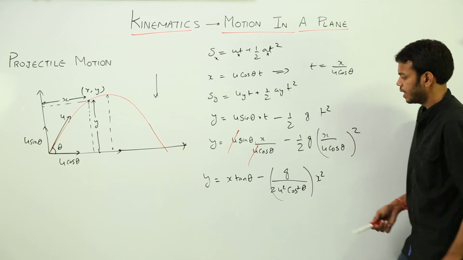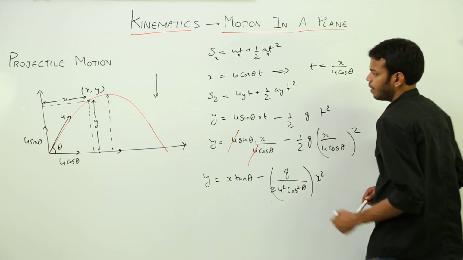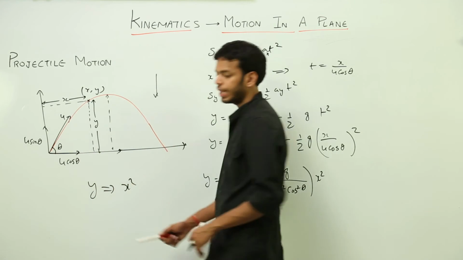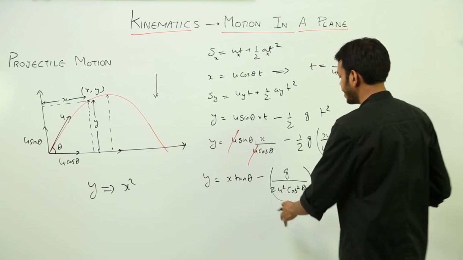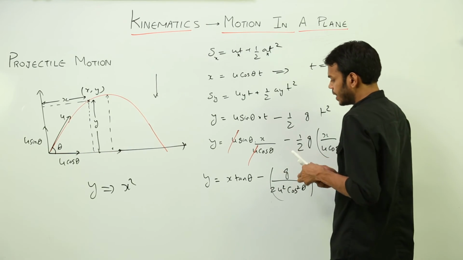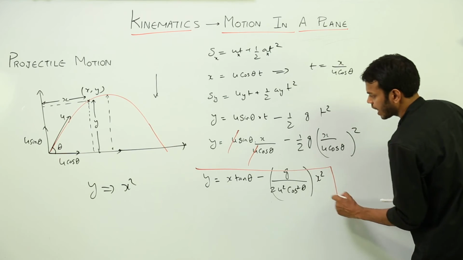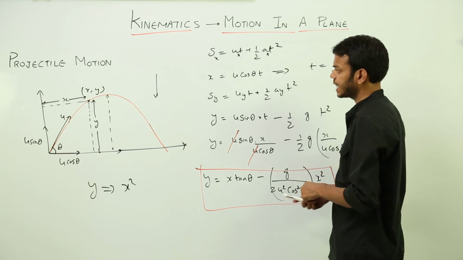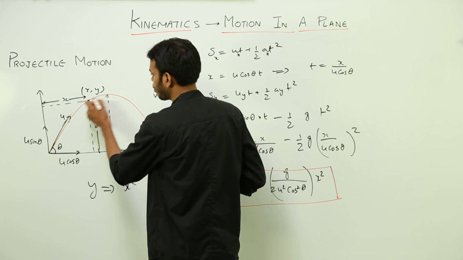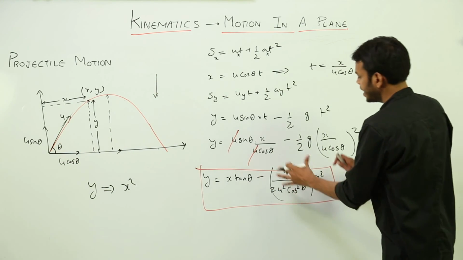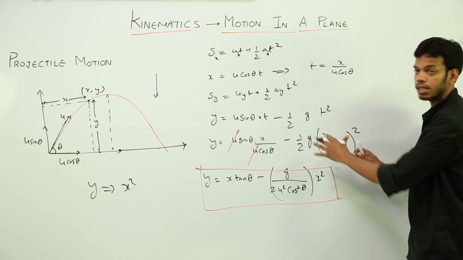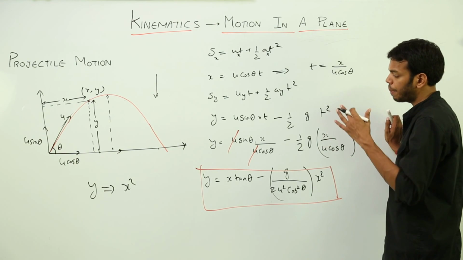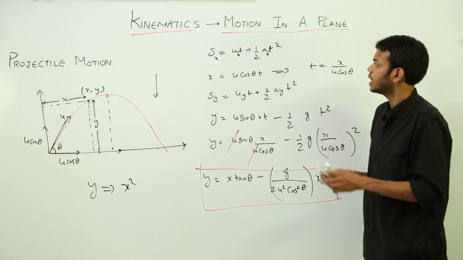See this equation: we already know from maths that when y is related to x square, the equation represents a parabolic path, right? So this equation represents the equation of trajectory, or the path. Trajectory means the path followed by the projectile particle. This is the equation for the projectile, and this equation, where y is proportional to x square, represents that the path followed is parabolic in nature. So you can note it down.